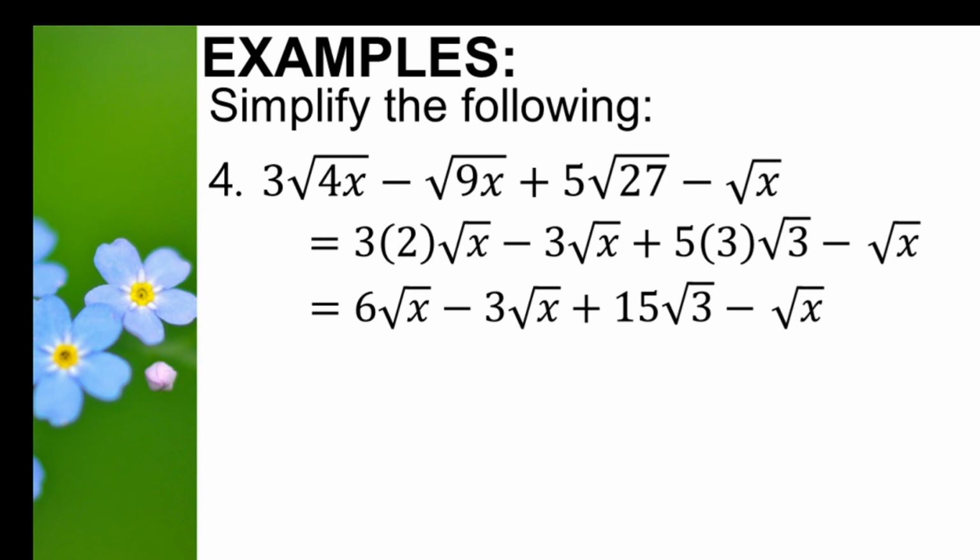So therefore, we have 6 minus 3 is 3, minus the coefficient of square root of x, which is 1. So we have 3 minus 1, we have 2 square root of x plus 15 square root of 3.